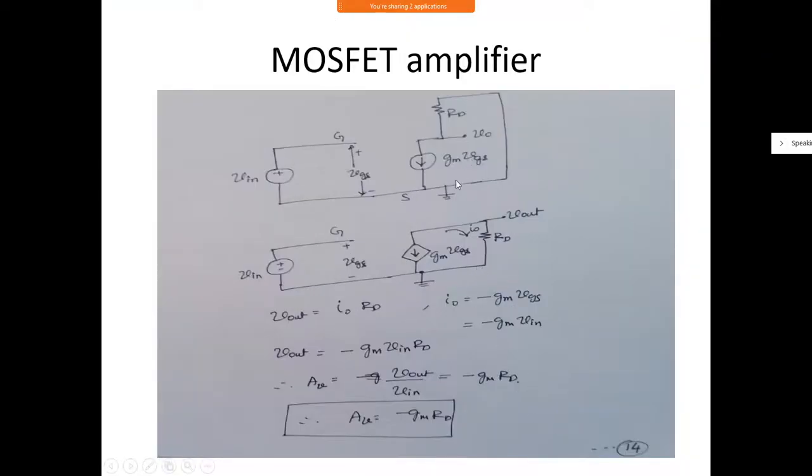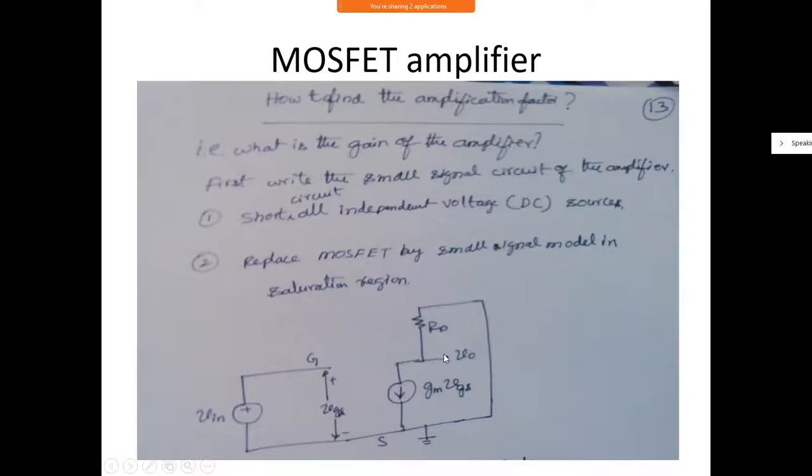Just try to see from this to this. Are these two circuits the same? Except the symbol, are they the same? In what way are they different? You just observe where you're measuring the output voltage.